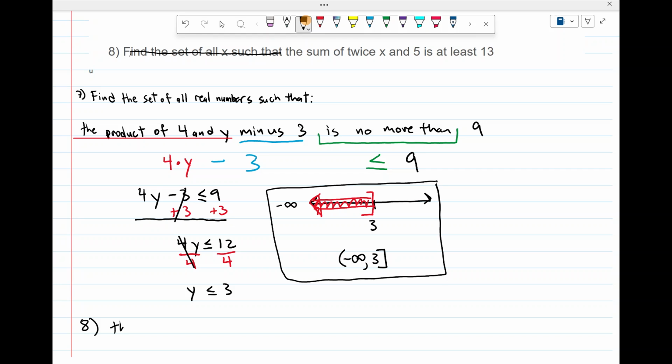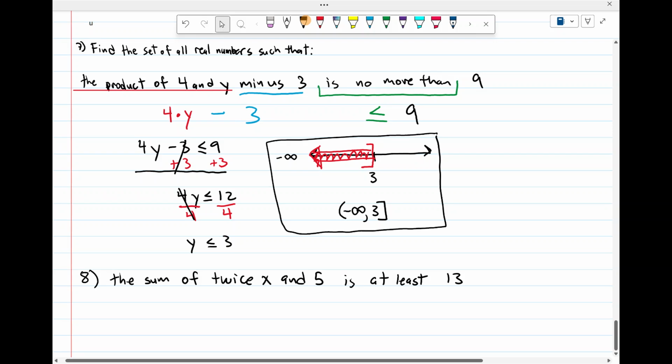The sum of twice x and 5 is at least 13. All right, let's go ahead and get started.